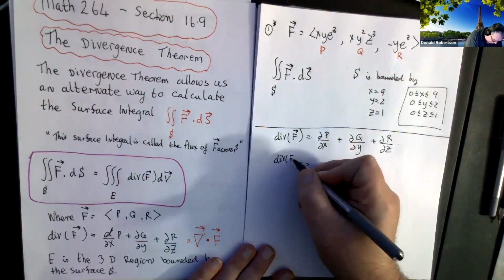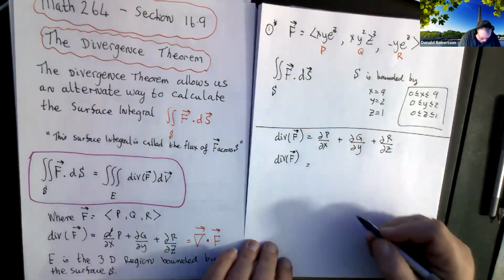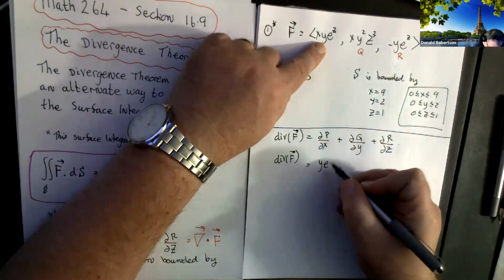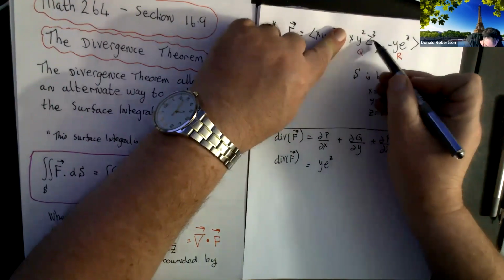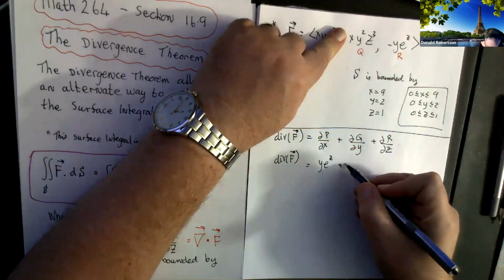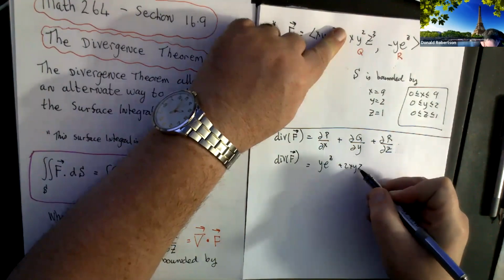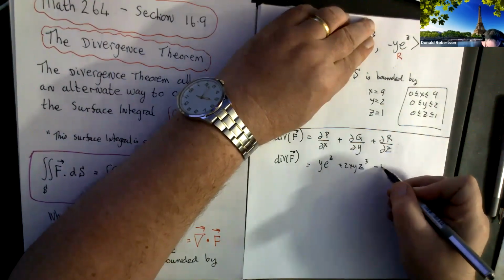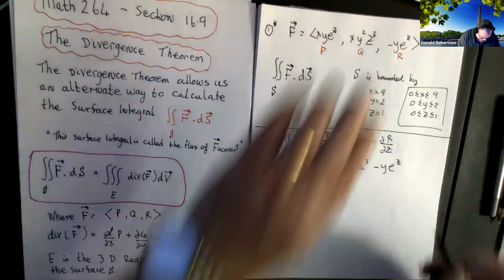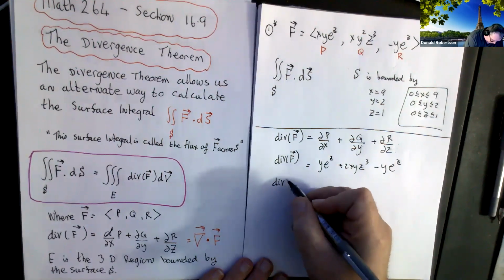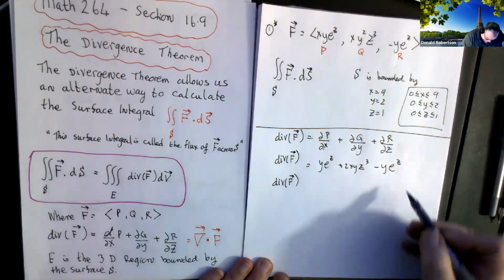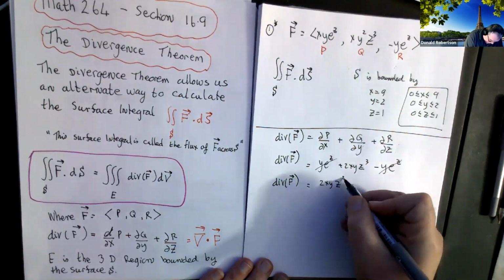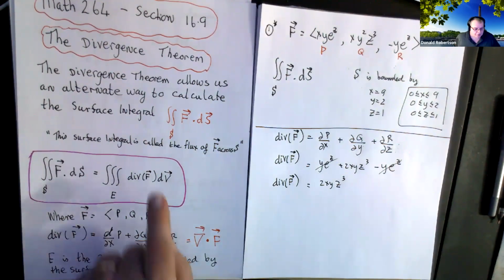So the divergence of f is going to be, if you differentiate this guy with respect to x, you get y e to the z. If you differentiate this guy with respect to y, you get 2xy z cubed. And if you differentiate this guy with respect to z, you get minus y e to the z. And we are kind of lucky here algebraically, because these two cancel out, and all we're left with is that guy.